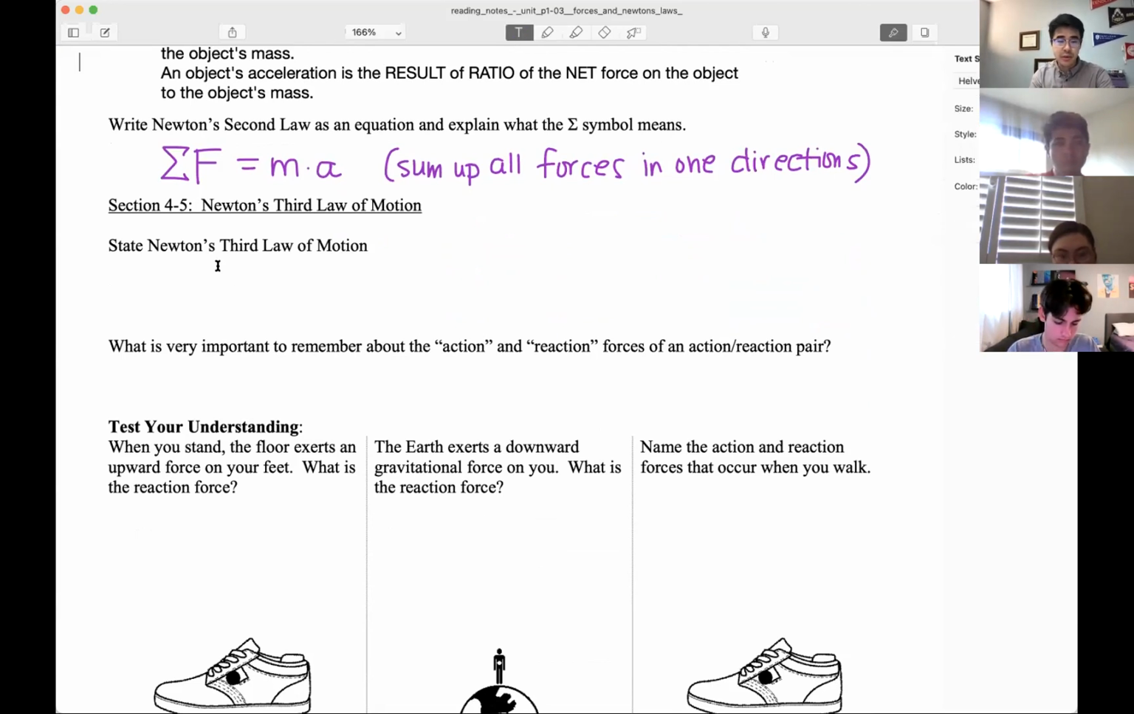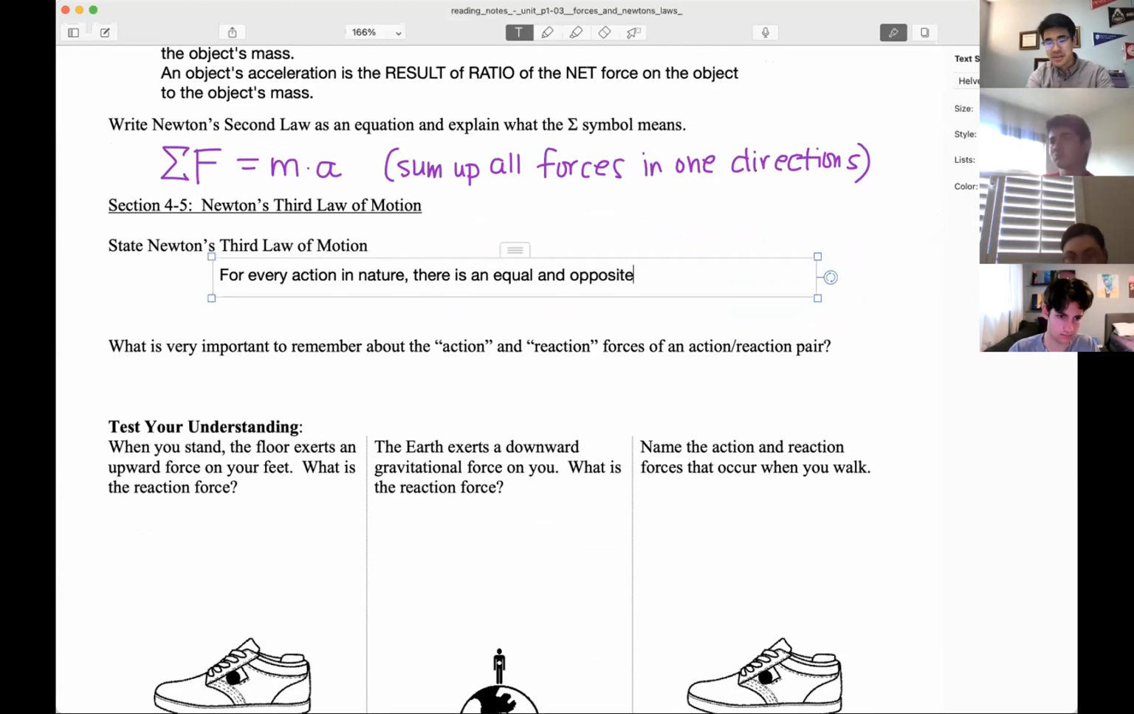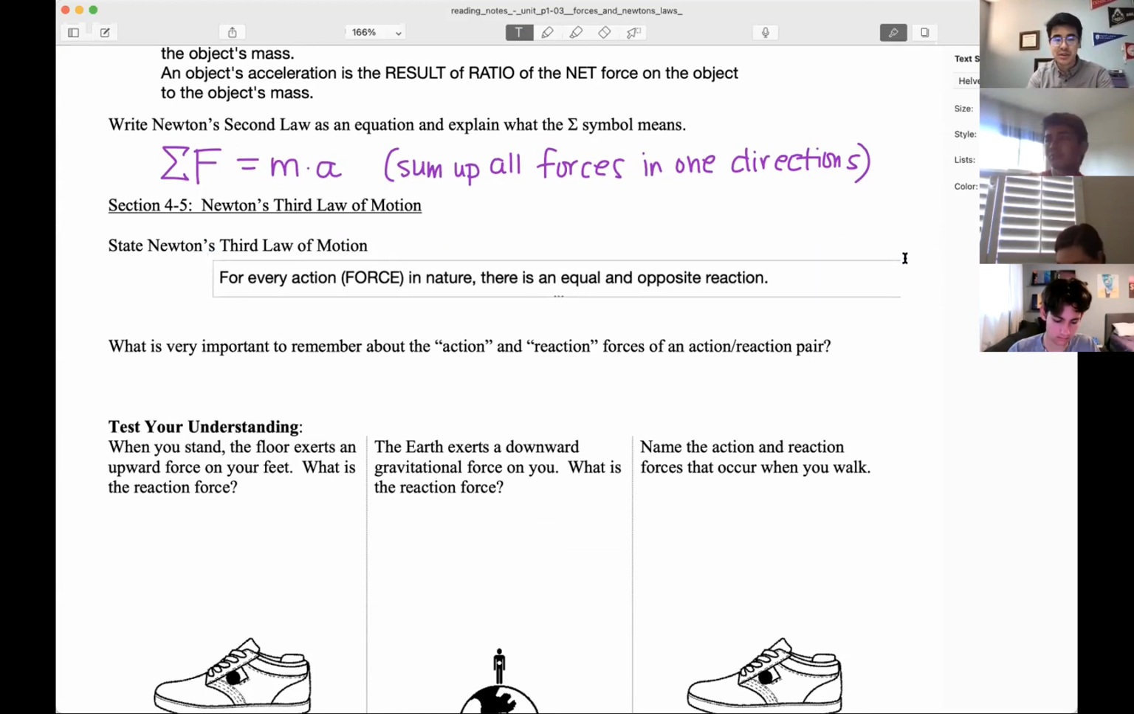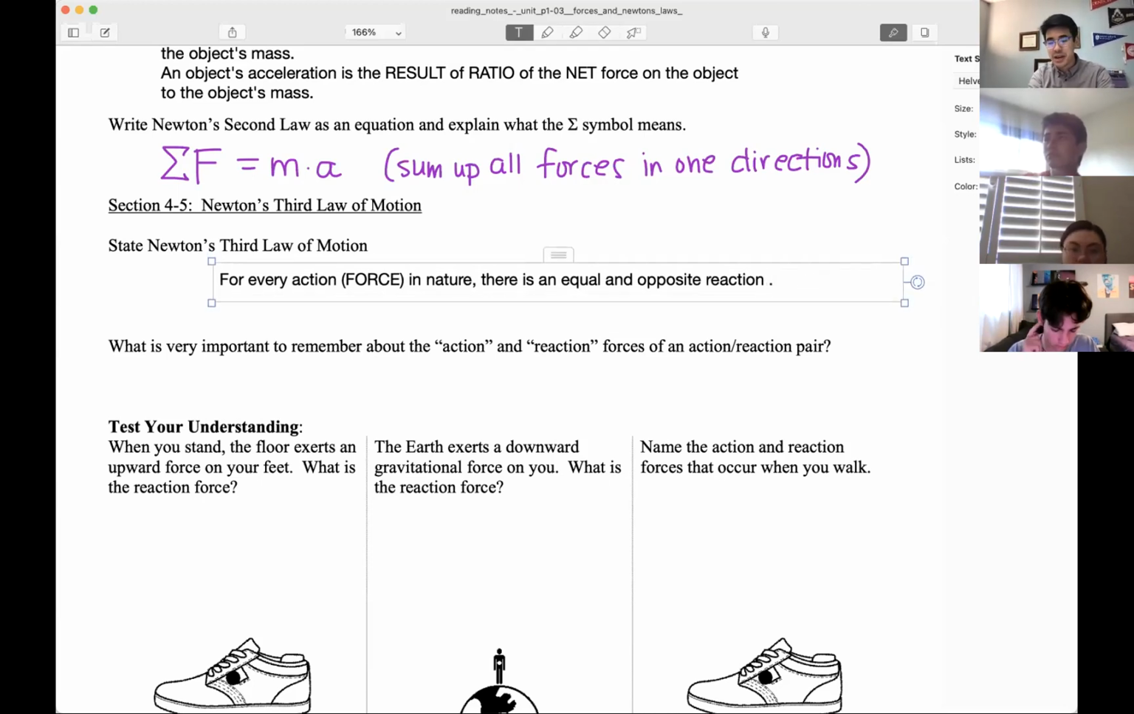And then we have the third one, right? The third one's pretty easy. For every action in nature, we're going to say, on Earth, basically, we're following Earth physics, I guess, there is an equal and opposite reaction. So what is this action that we're talking about? This action, we're going to use this force, right? That's what it means when we say that. So for every force, there's an equal and opposite reaction. So that reaction is called a reactive force.